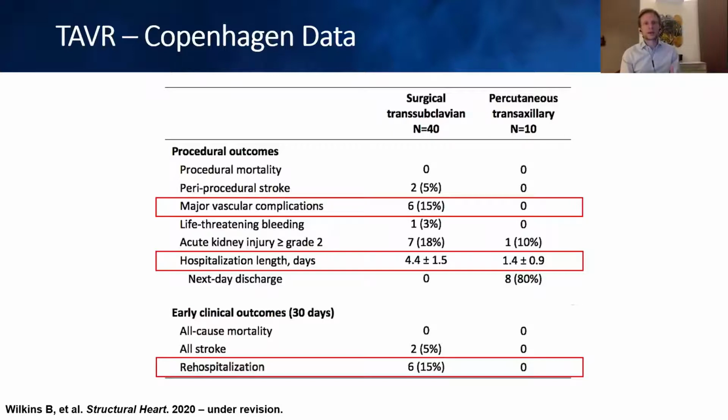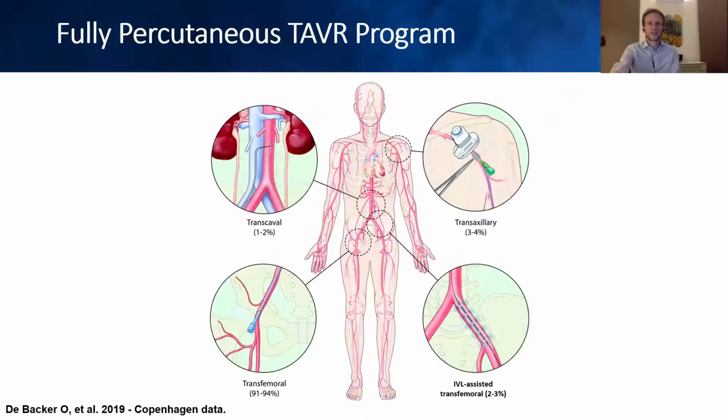2 other cases ended up with neural damage, and we haven't seen this at all with the percutaneous approach. This was even permanent neural damage for the patient. So this is more seen, at least in our cohort, in the surgically assisted than the percutaneously assisted transaxillary or transsubclavian approach. Also, the hospitalization length can be much shorter with the percutaneous approach as you don't have a surgical wound, and rehospitalization was not seen within the first month after the percutaneous approach. So it seems to be a very safe approach.